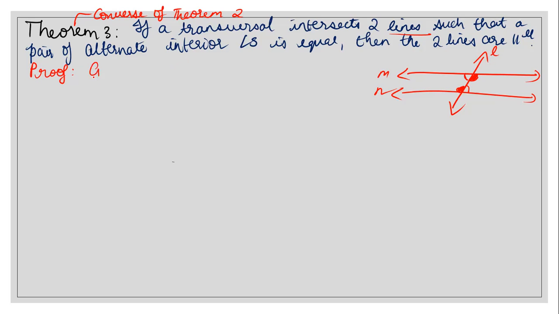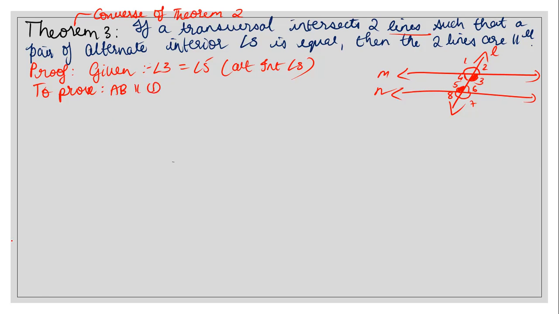Okay, so now let's see what is given. It's given that angle 3 is equal to angle 5 because they are alternate interior angles. Let's name the angles so that it's much easier: 1, 2, 3, 4, 5, 6, 7, 8. So angle 3 is equal to angle 5, alternate interior angles. Now we need to prove that AB is parallel to CD, correct?